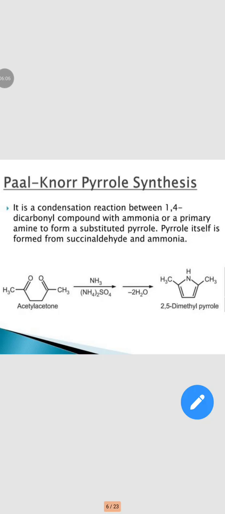Okay, then this method is Paal-Knorr pyrrole synthesis. It is a condensation reaction. A 1,4-dicarbonyl compound, acetyl acetone, is reacted with ammonia or a primary amine. It forms a substituted pyrrole.